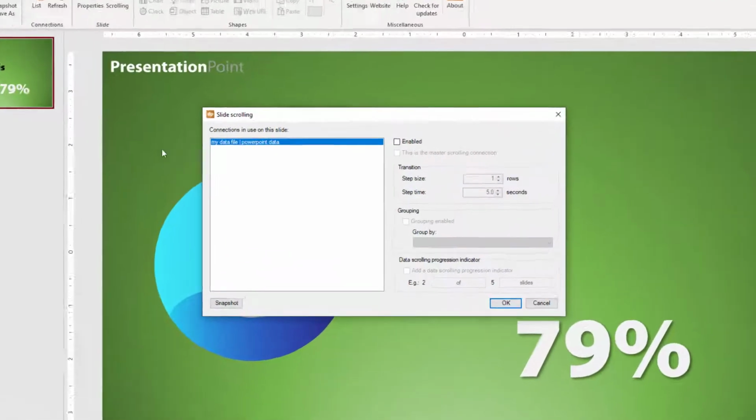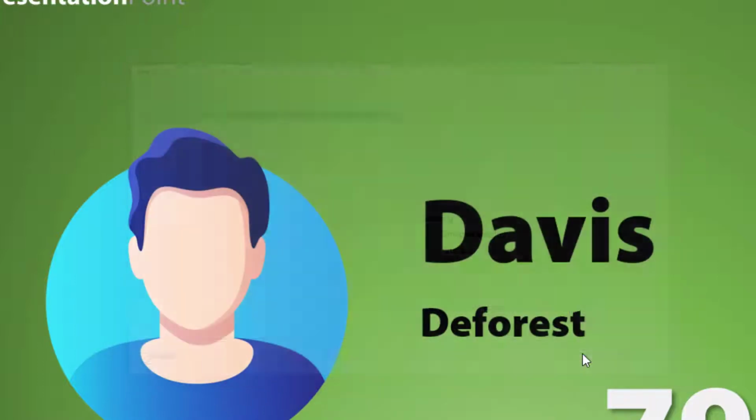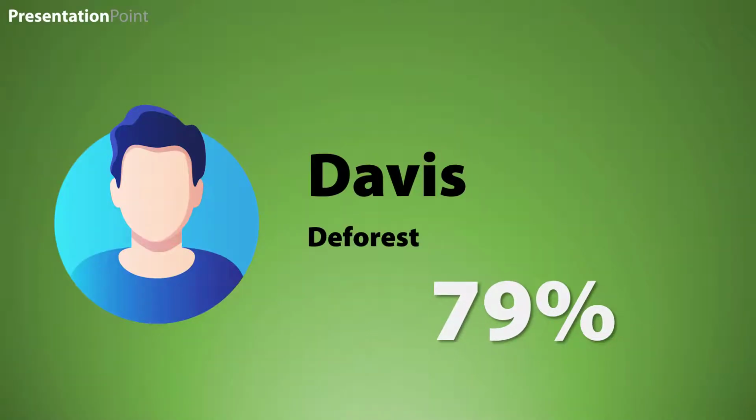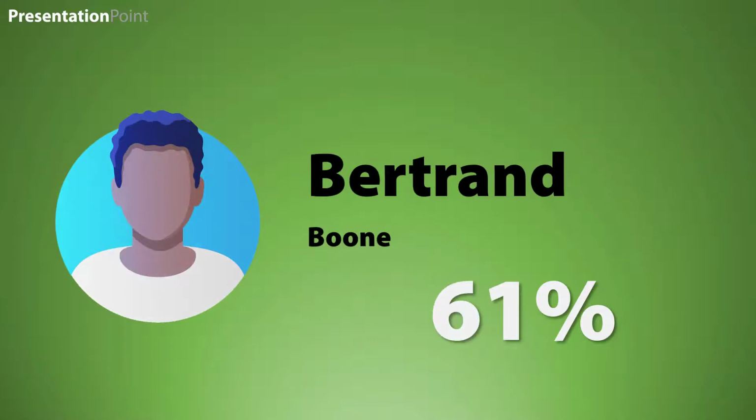I click here on the scrolling. I see the connection that is used on this slide. I click enabled. Step size is 1 row. Step time 5 seconds. So when I click OK and I run the slideshow now, we will first see the first row for 5 seconds and then the next row. So we can display all the data rows that we have in the Excel file or the database on the slideshow.